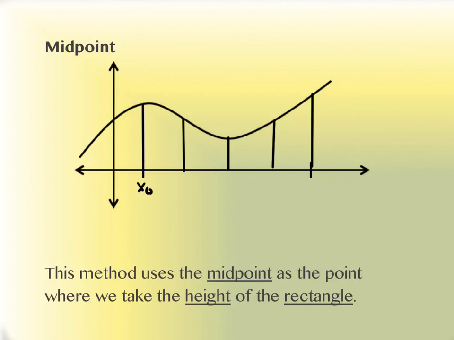So I'll label this as x0, x1, x2, x3, and x4. Now between x0 and x1 there is a halfway point, so we'll say it's roughly here, and that's what we're going to let our height be on this particular one. And in between x1 and x2 it's roughly here, so here's our height for this one. Between x2 and x3 we would be here, about the same height. x3 and x4 looks like right there, and so my height ends up being this one.